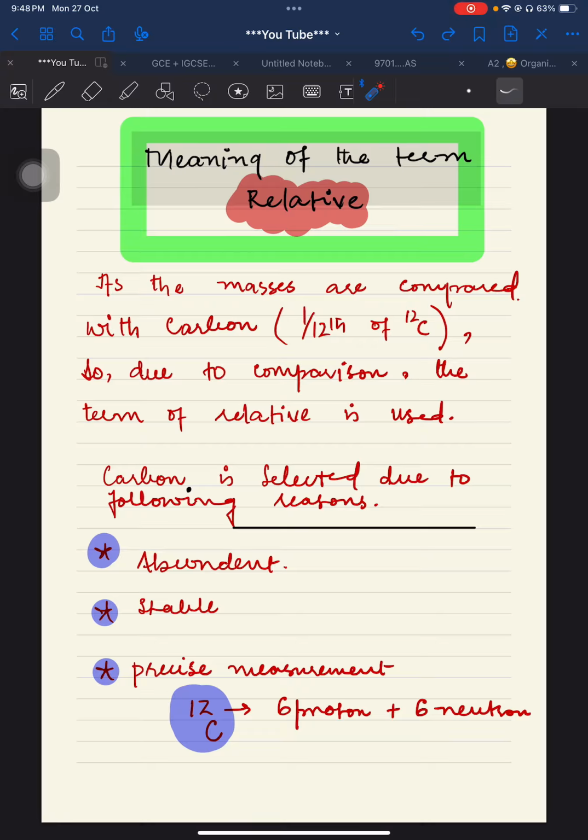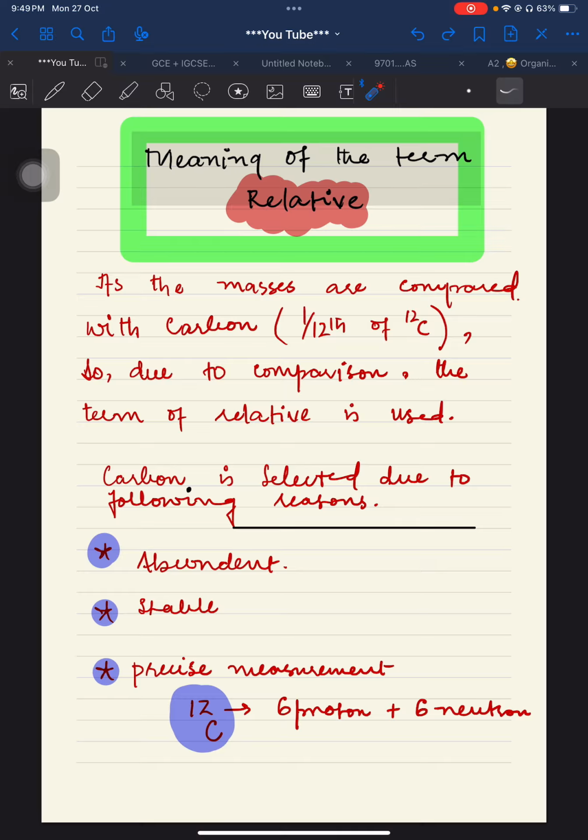So, for example, I have told this in my first video as well, that here we are not comparing it with something else out of the world. It is just carbon, which is the most abundantly present solid element in the universe. So we are just taking carbon's mass as a standard, and then we are comparing the rest of the masses with that of the carbon. As the masses are compared with 1/12 of the carbon 12, due to this comparison, the term relative is used.